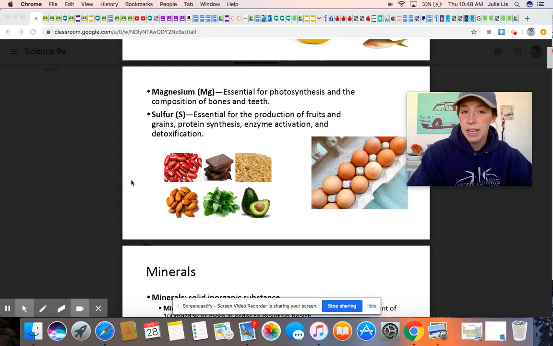Then sulfur. So sulfur is essential for the production of different types of protein. So sulfur helps make proteins that are really important and help with enzyme activation. Enzymes are used in order to help facilitate processes in our body. They help with reactions. And so ensuring that we have the right enzymes and that everything is functioning the way it should is very important. Sulfur can also be a detoxifier, so it can help eliminate waste in our body as well as in plants.